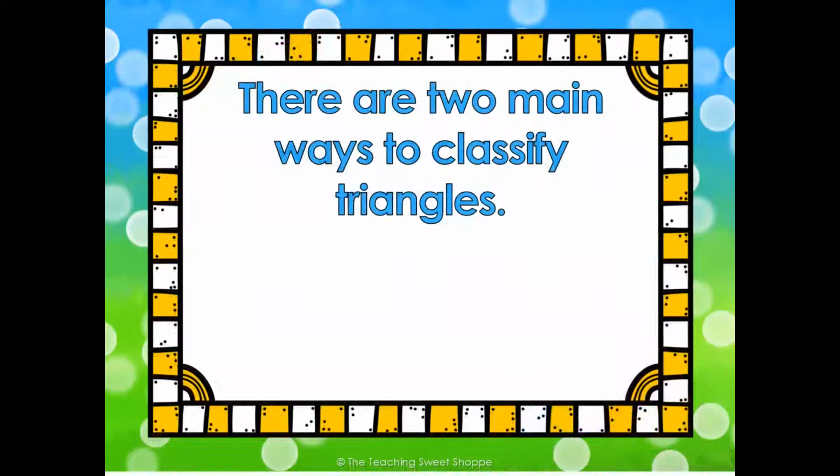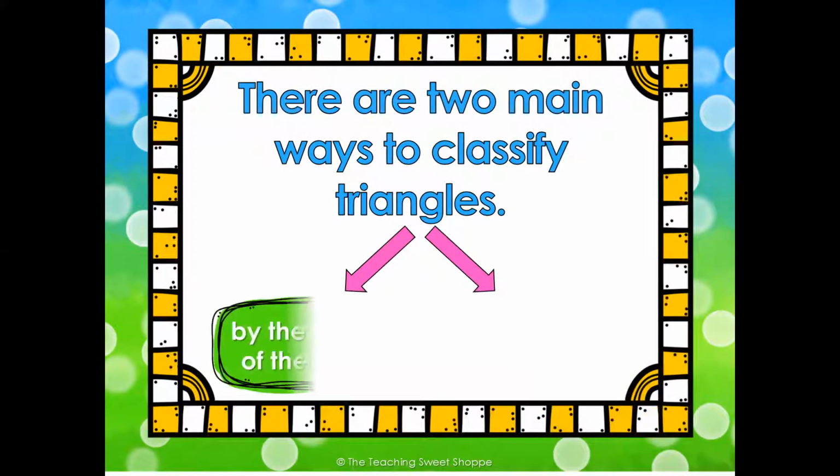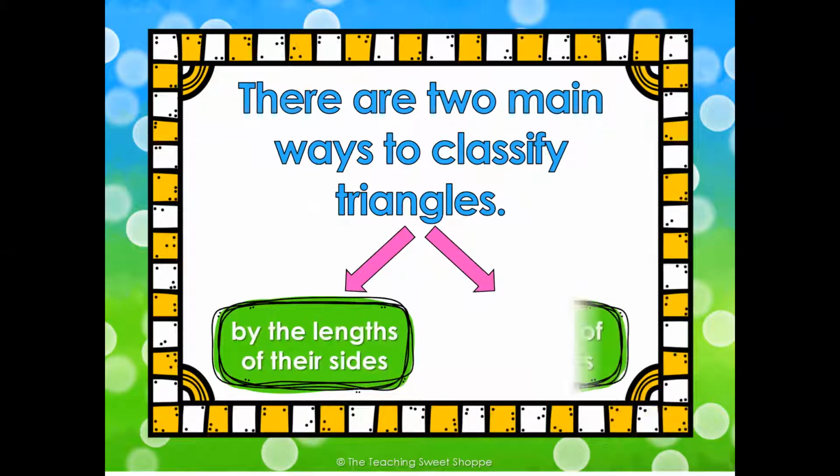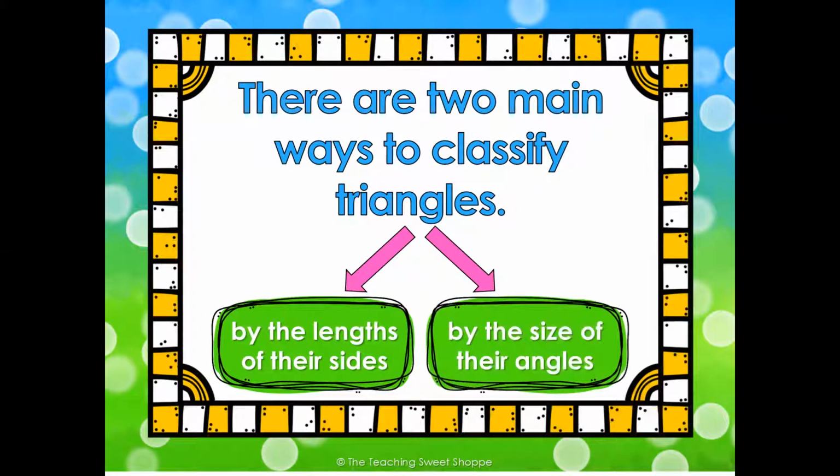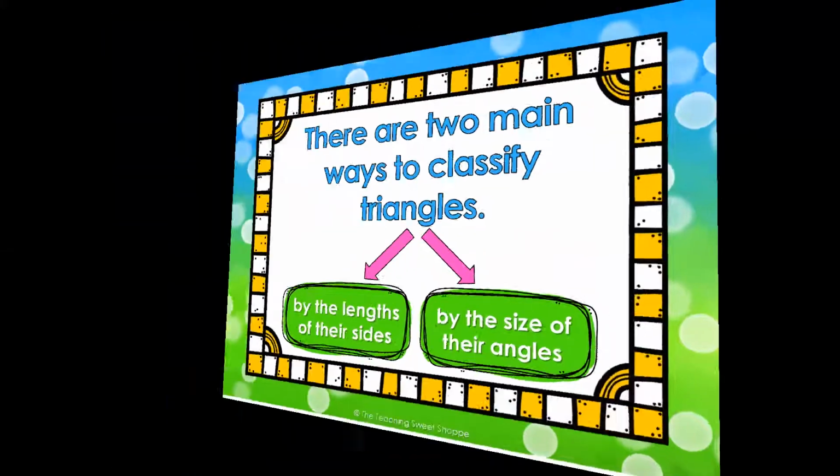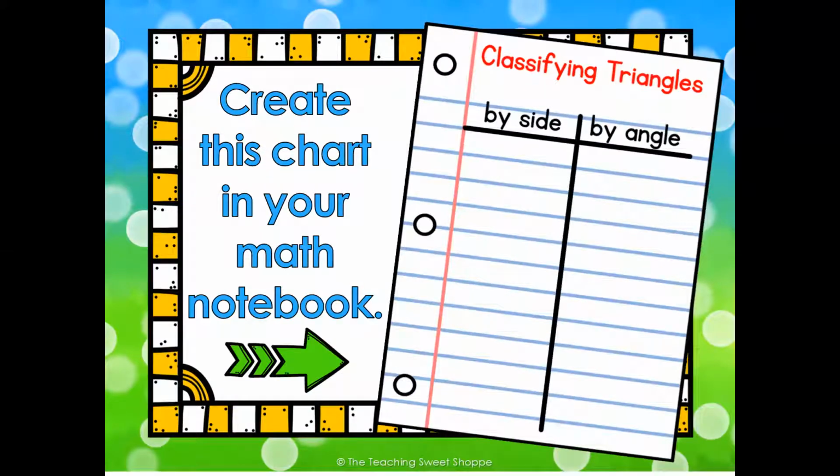All right, so there are two ways that we can classify triangles. We can classify them by the length of their sides and by the angles that they have that make them up. So on that piece of paper that you grabbed, I want you to draw just like this. Draw just a little T-chart. One side will be by side, one will say by angle, and at the top you can write classifying triangles. So go ahead and pause this if you need to, and go ahead and do that so you can have it ready to go.